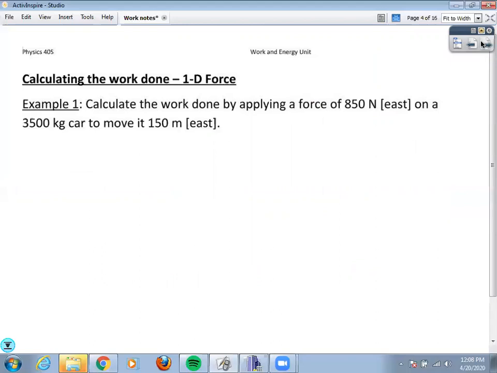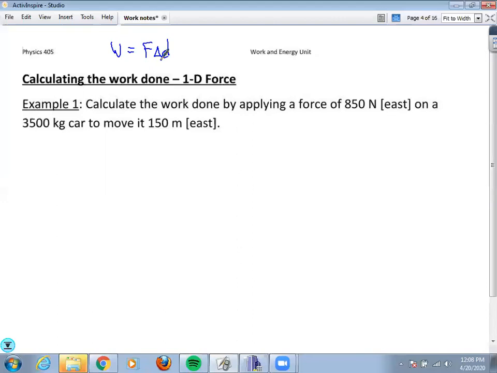Again, work is defined as F delta D. So we need to know force, we need to know displacement. If we don't know displacement, maybe we can find it using kinematics. There's other examples like that. We'll work from the beginning and begin with some simpler examples.